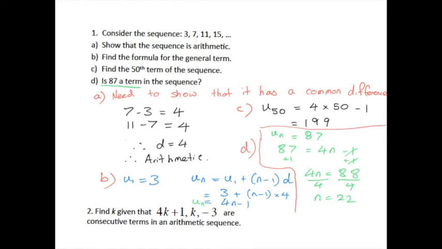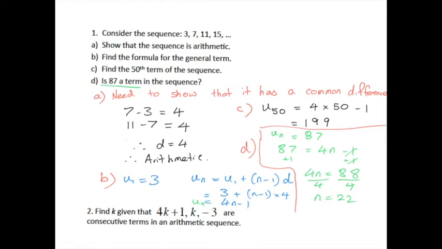What kind of value of n can I not have that wouldn't make sense? Not a whole number? Does it need to be positive? Yes, because it's a position. So, positive integer. Basically, n has to be a positive integer. 87 is a term in the sequence. Full stop. That's it.